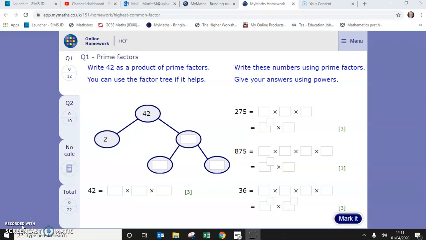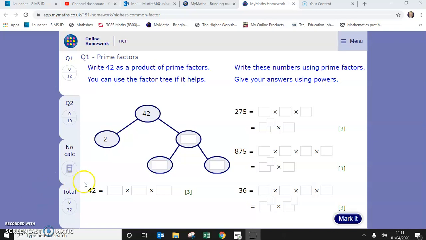Hi guys, this is the homework that I'd set you on My Maths. The numbers may be different on yours. I'm just going to work through a practice version of it. So if the numbers are different, the process is exactly the same.